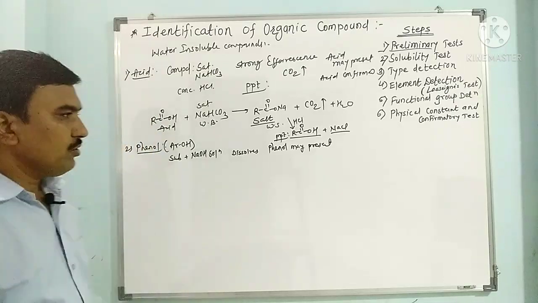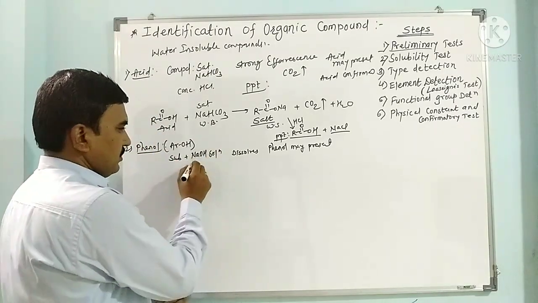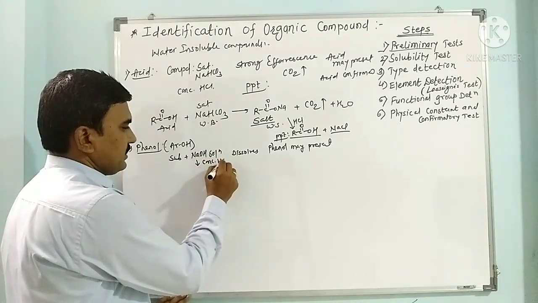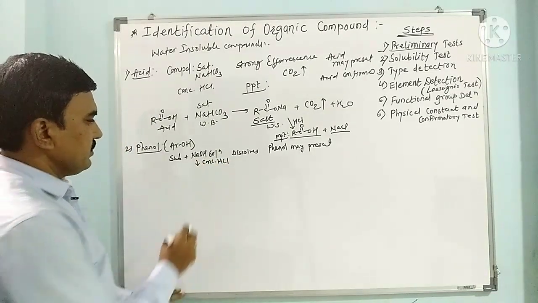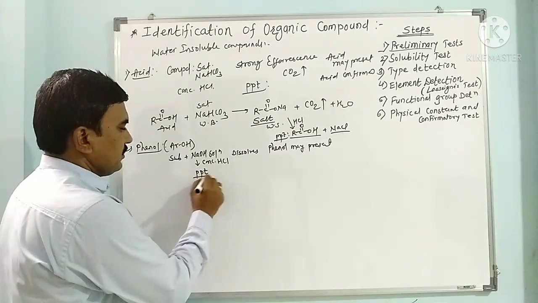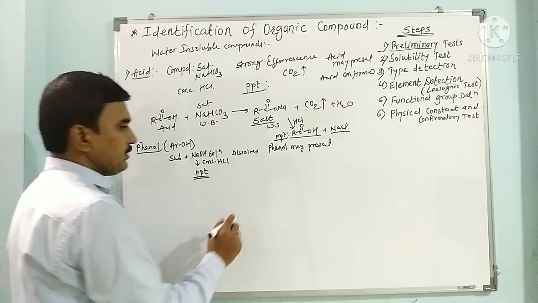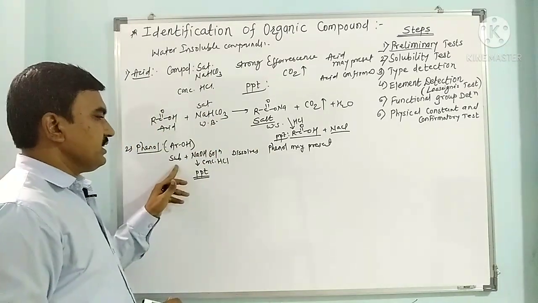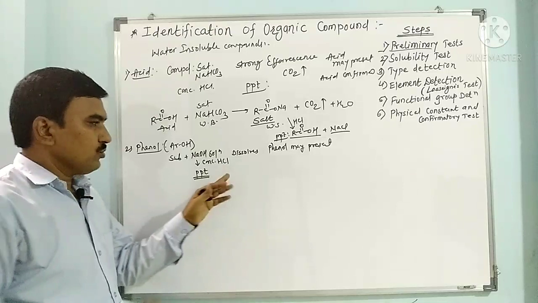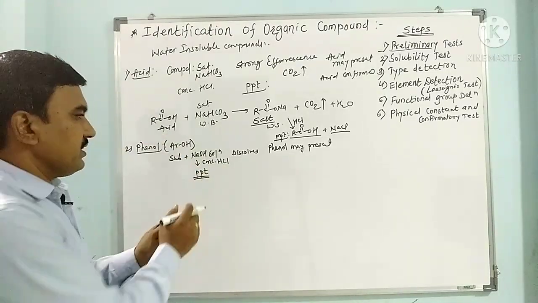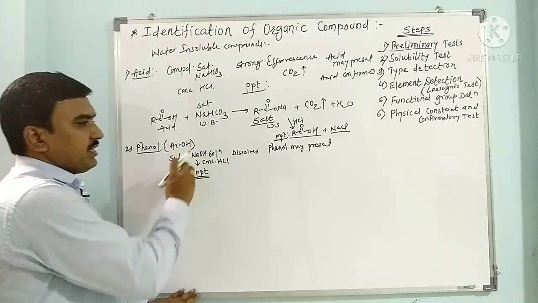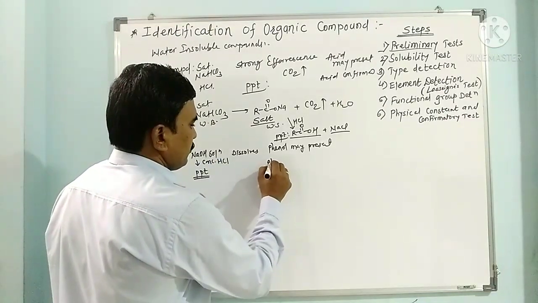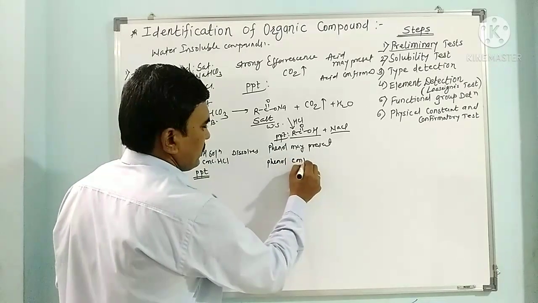How can we confirm this phenol? When we add a drop of concentrated HCl to this solution again, we get precipitate. Once we get precipitate, phenol is regenerated. Because phenol is acidic in nature, when we add HCl, a strong acid, the salt is decomposed and we get precipitate. So phenol is confirmed.